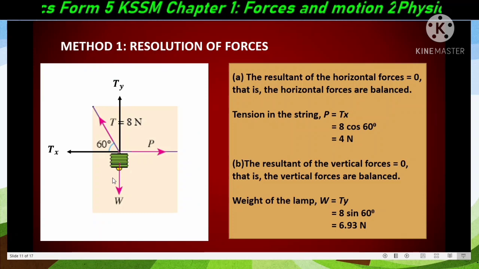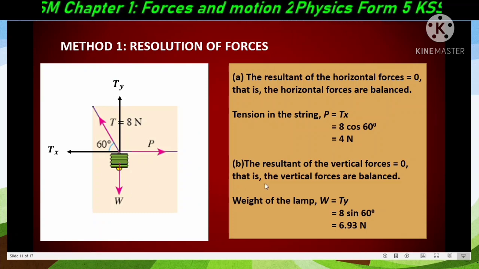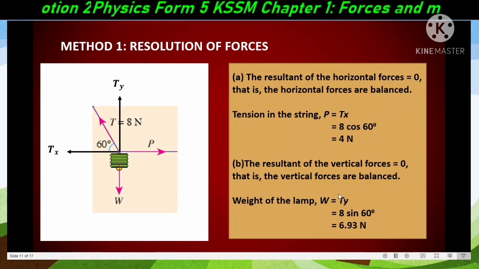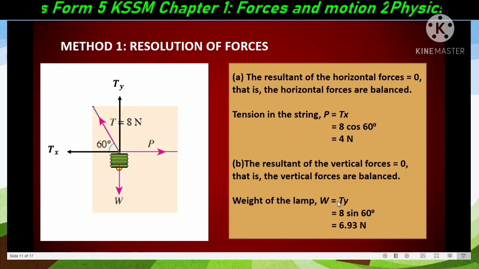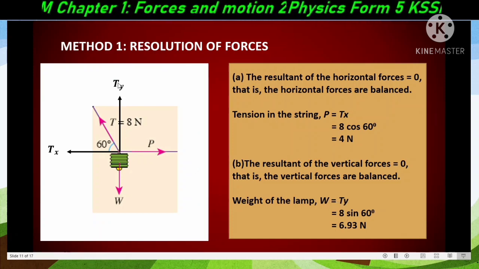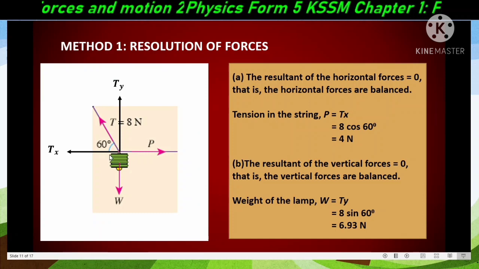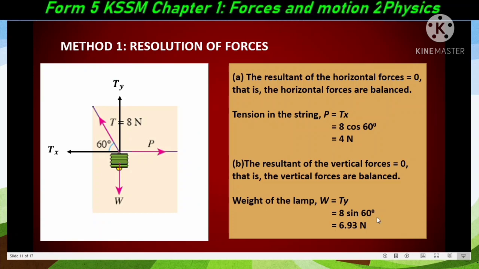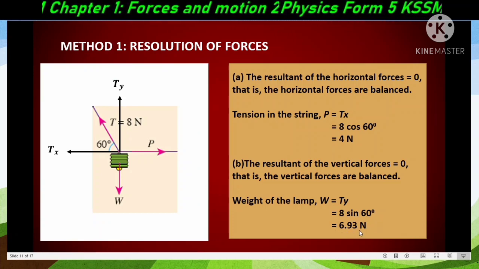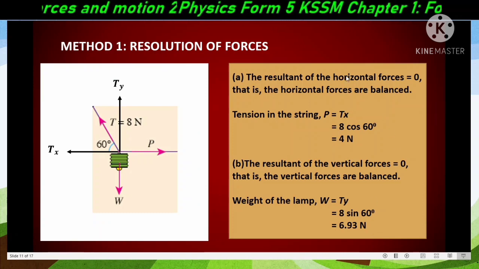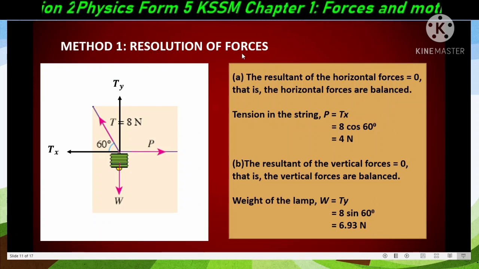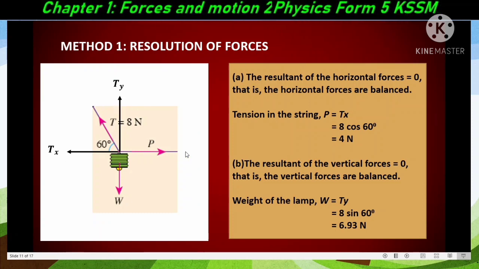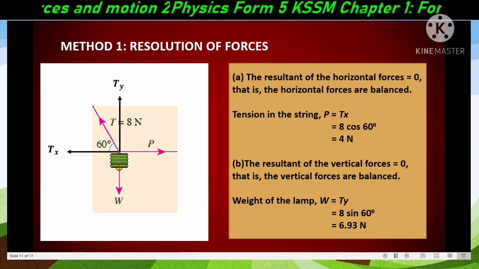For the value of W, this is the vertical part. So in the vertical part, the forces are also balanced. Resultant force equals 0. Thus, we can state W equals Ty, where Ty is the vertical component. Using angle 60, W equals Ty equals 8 sine 60, and equals 6.93 Newton. So this is the method that we use here, resolution of forces. You just resolve the T and then the rest use the concept of resultant force equals 0.